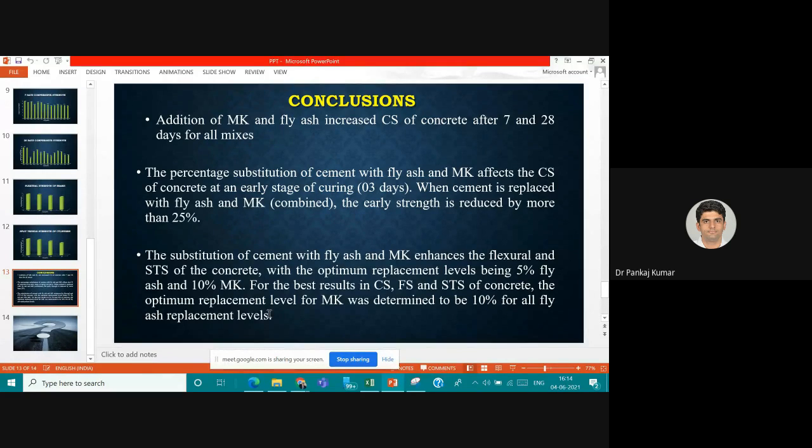Thank you, Rajesh. Any query from the audience? Sir, I have a very small, very basic question. In your presentation, at one point you wrote you are selecting M30 grade of concrete. Sir, is there any specific reason for selection of this particular grade?